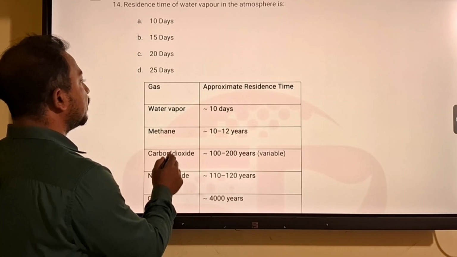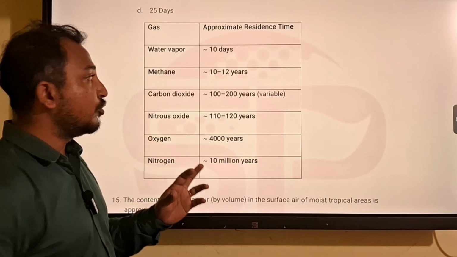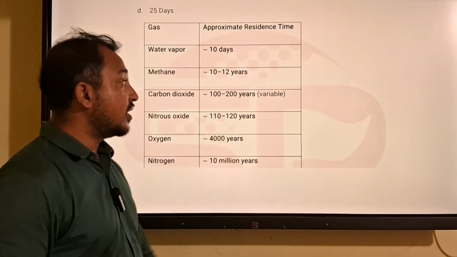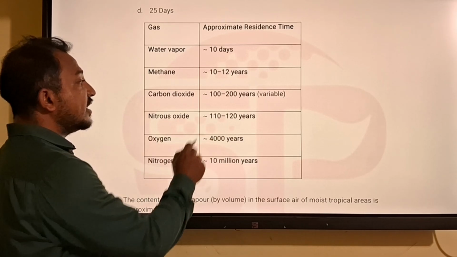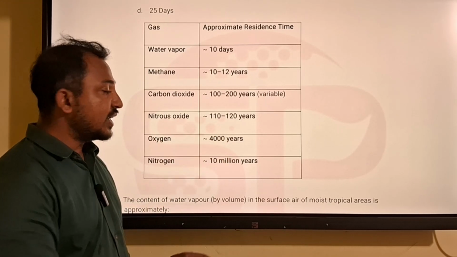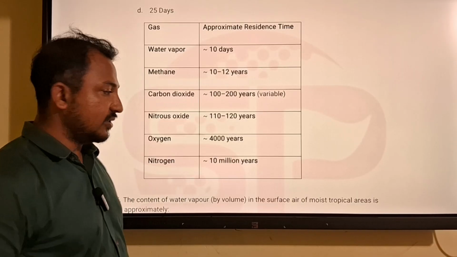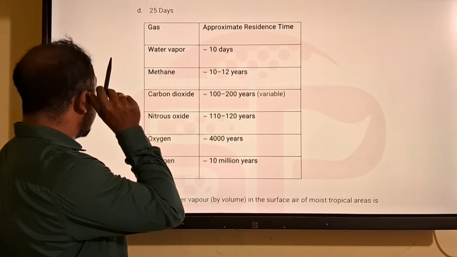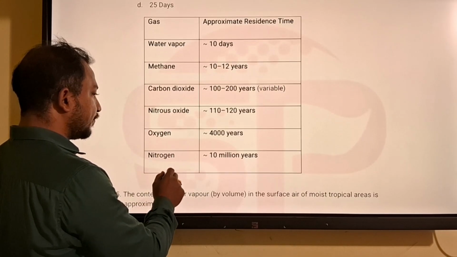Then there are some others. Methane is between 10 to 12 days. Carbon dioxide is 100 to 200 years. Nitrous oxide is 110 to 120 years. Oxygen is 4,000 years. Nitrogen is 10 million years. So these are the different residence times. We have to remember them.